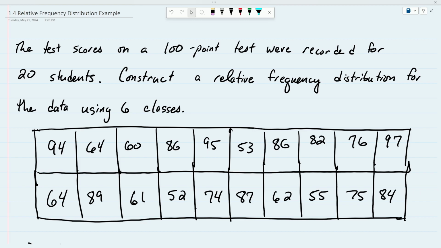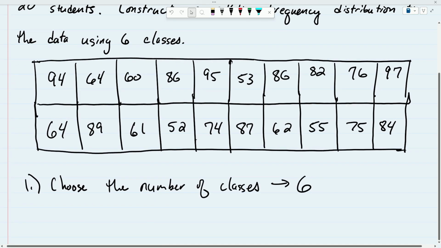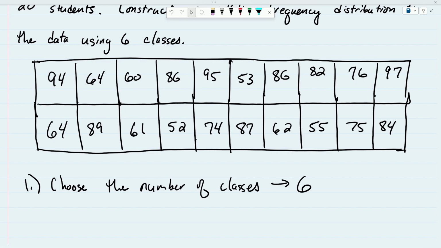So if you go back into your notes, I just want you to remember that there is a method on how we do this. And step number one is always to choose the number of classes. Now, I'm always going to tell you how many classes I want. That way, we have consistency throughout the entire class. All right. But if you were doing your own study or something like that, you could use 5, 6, 7, 8, even 20 classes. It all depends on how many data values you have, and there is no right or wrong way. It's kind of like if you do a relative frequency distribution with 10 classes and then you do it with 15, maybe the 15 looks better than the 10, and that's really what you're looking for.